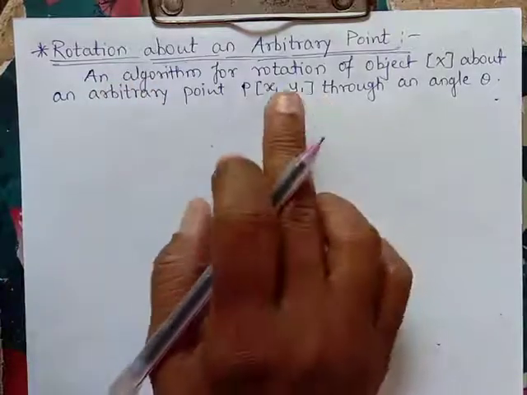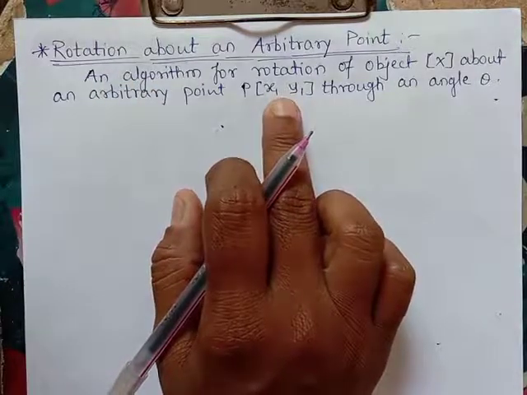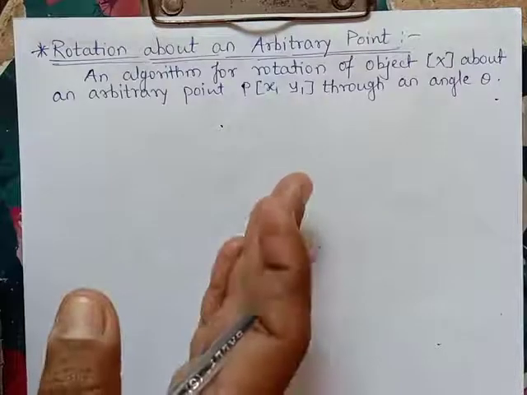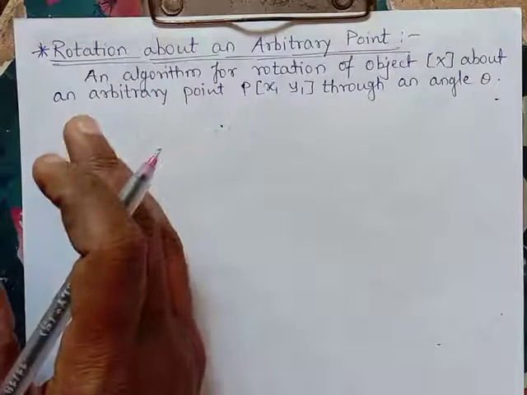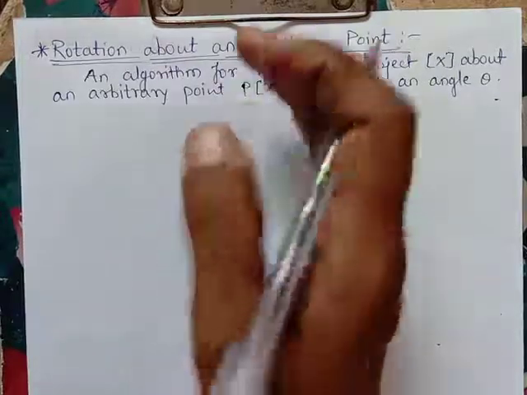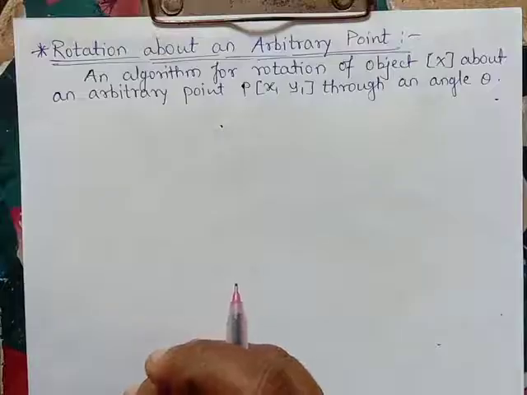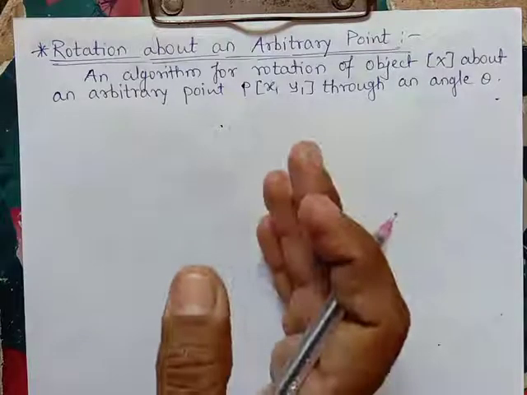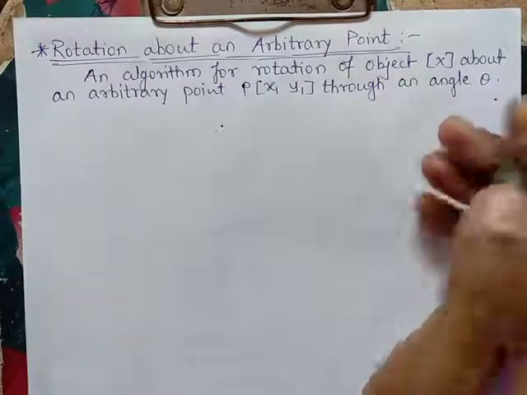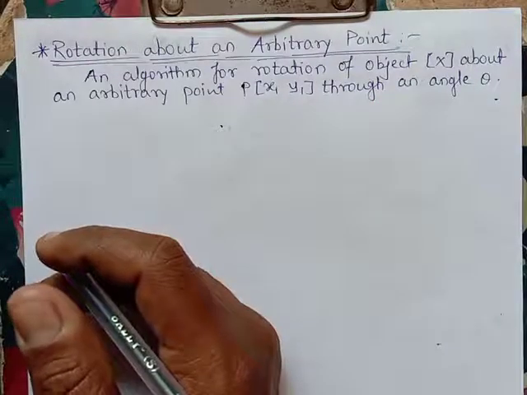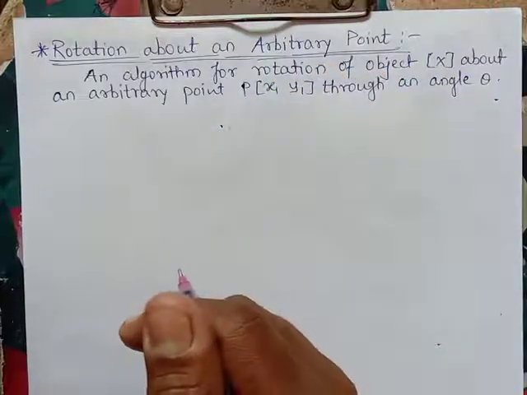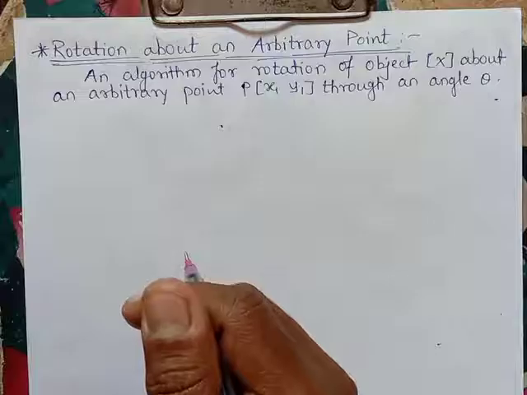Actually, first of all, we will translate this point P to the origin. Then rotate it. As we translate the point, the object also gets translated, right? Later on we will rotate it through whatever angle theta is given to us, and then apply inverse translation. Then it will go to the new position. Now let me show you the figure for that.